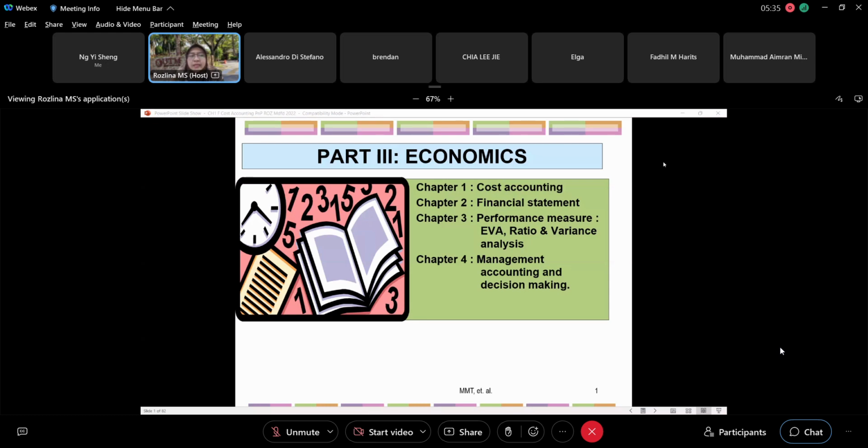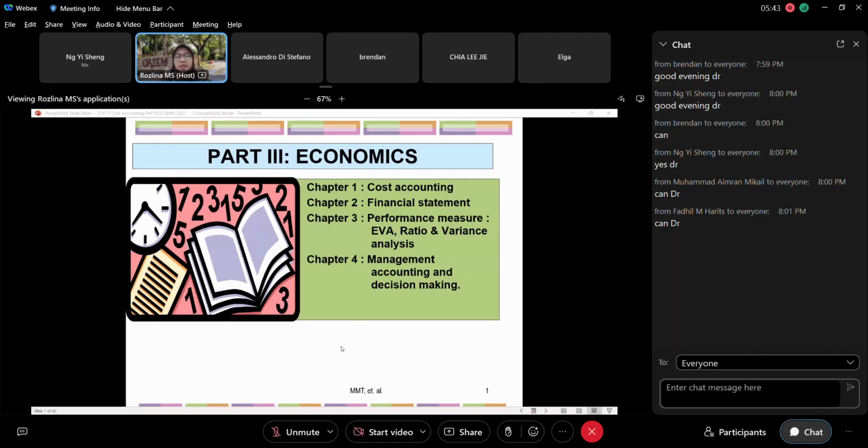The second part is accounting: cost accounting, financial accounting, and decision making by using accounting principles. So what is the difference between part 1 and part 2?